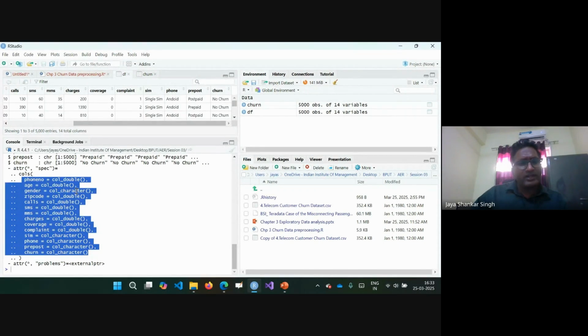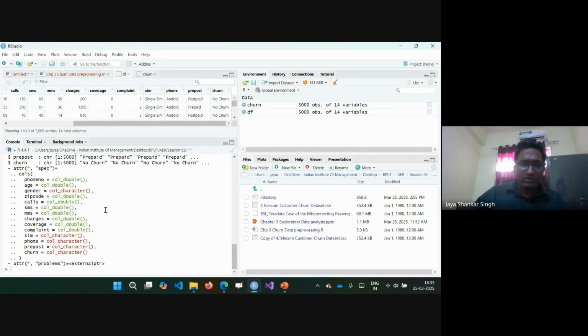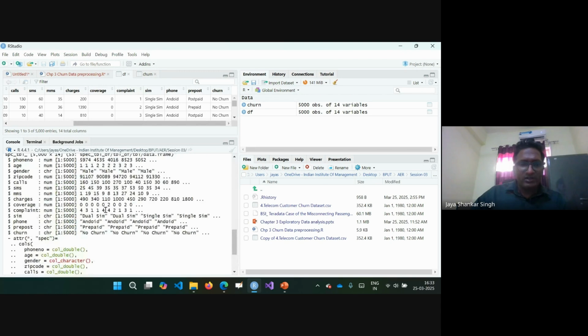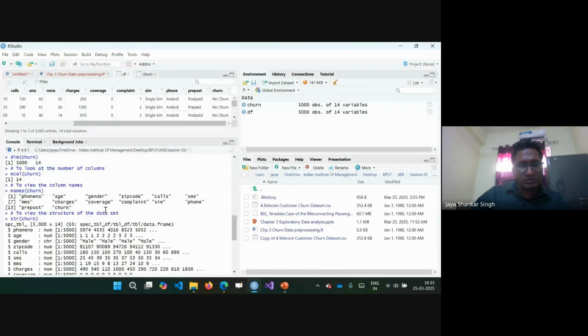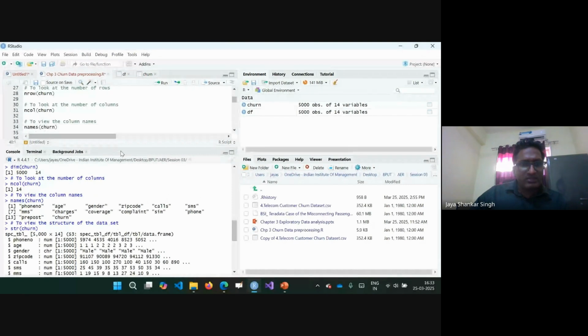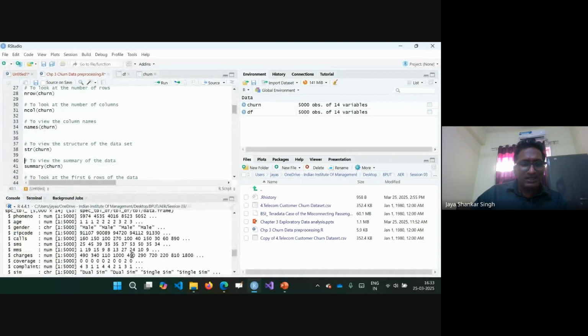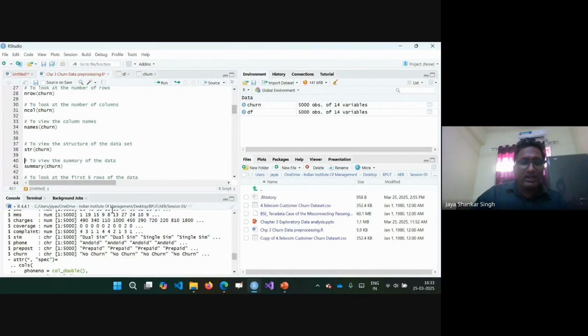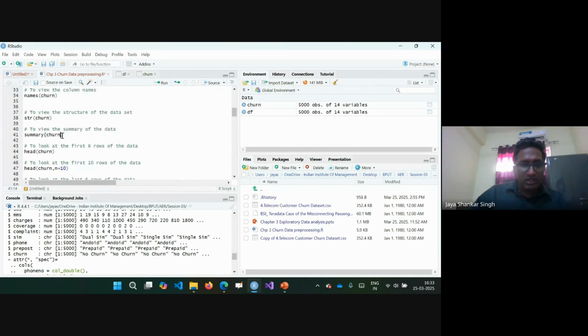These are the kind of data they are holding. That is what this particular function, the structure str function, is doing. So this str function gave me the number of records in each field, the type of information it is holding, number, character, and the size also. Now look at the function summary.